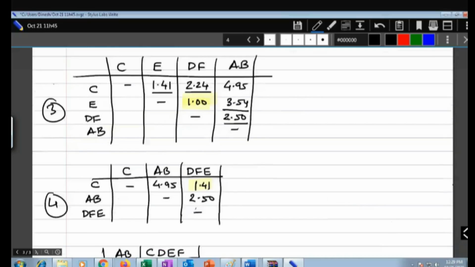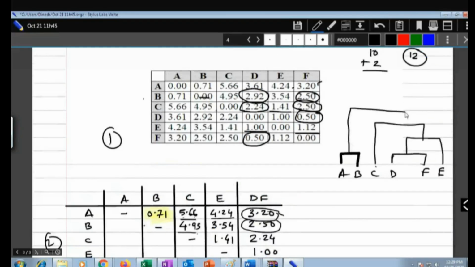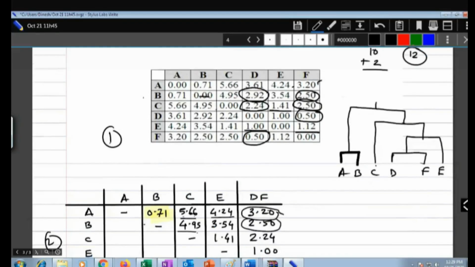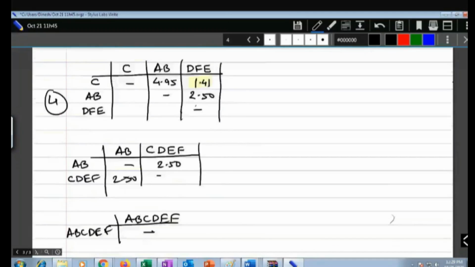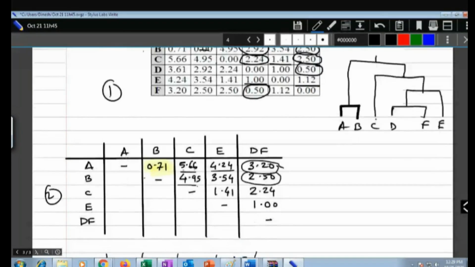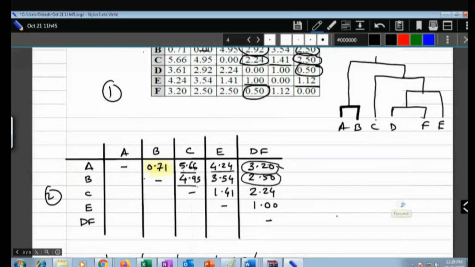So the last cluster or last dendrogram will look like this. And ultimately you will have A, B, C, D, E, F versus A, B, C, D, E, F. Okay, look at this. If you draw the diagram or the Venn diagram for this hierarchical clustering, okay.